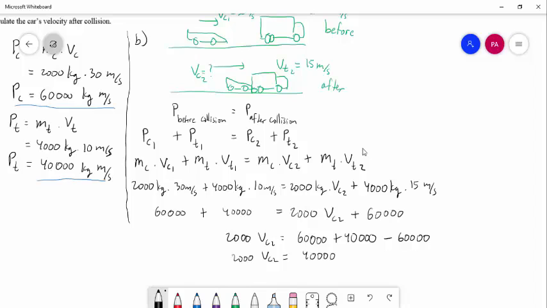So the velocity of the car after collision is 40,000 divided by 2,000, equal to 20 meters per second. So it is positive, which means after collision the car still moves forward. Okay, that's for number 3.